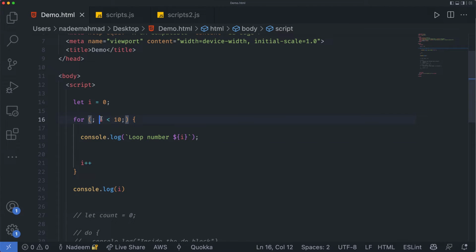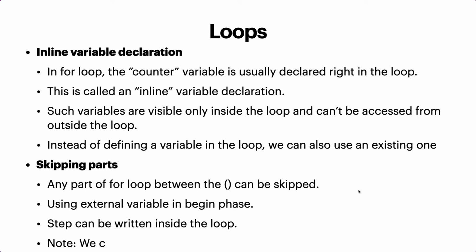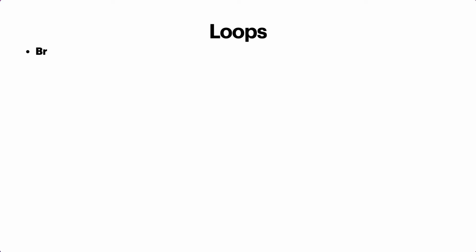So this looks like the while loop now. You can see we are doing the incrementation in the body of the loop, and we are using some external variable for initializing our loop. So yeah, this is how it works. Note that we cannot omit the semicolons that I just told you.